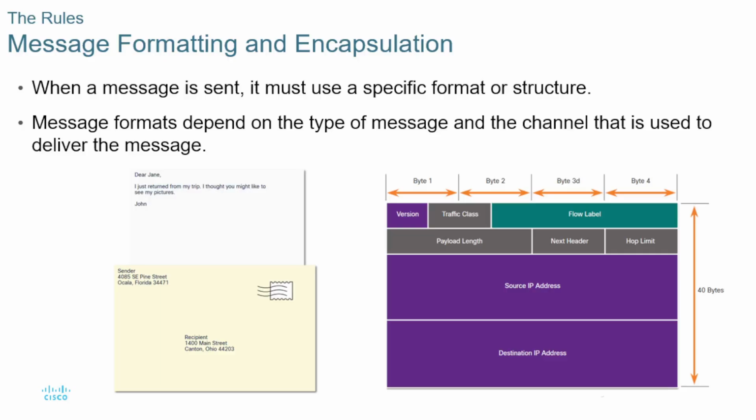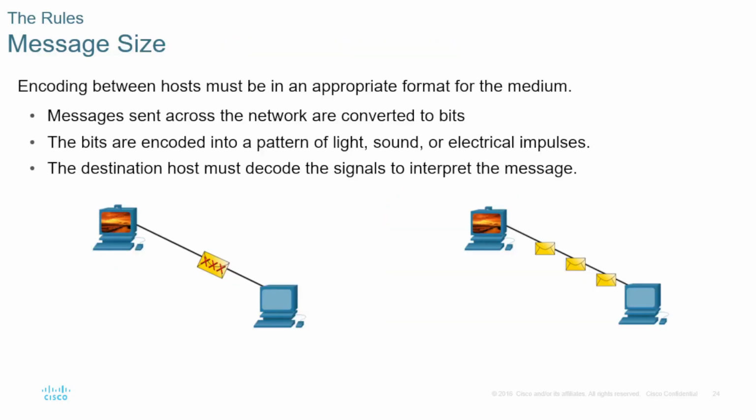When sending data between hosts, the information must be encoded in a format suitable for the transmission medium, such as Wi-Fi or Ethernet. Messages are first converted into bits, and those bits are then prepared to transmit over the physical medium, whether that's electrical signals for copper wires, light pulses for fiber optics, or radio waves for wireless connections. At the destination, the receiving host decodes the bits to reconstruct and interpret the original message.